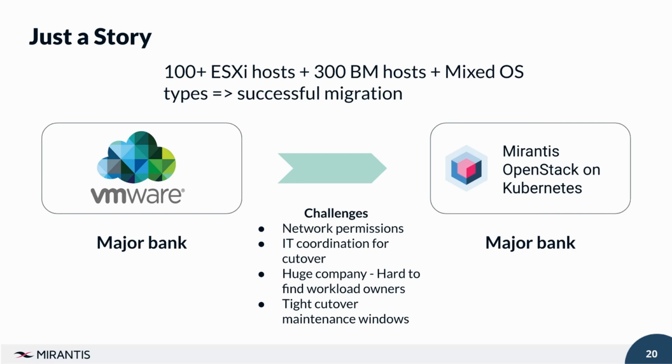I couldn't, and sorry for that, add the name of the bank here, but just a couple of weeks, actually months ago, is it already? Years running fast. We migrated 118 or so ESXi hosts, 300 bare metal hosts, and actually with mixed operating systems, so Windows and Linux machines. But I have to say the majority was Linux, because that is actually what we always expect. So the challenges, and that's why I want to add this here.